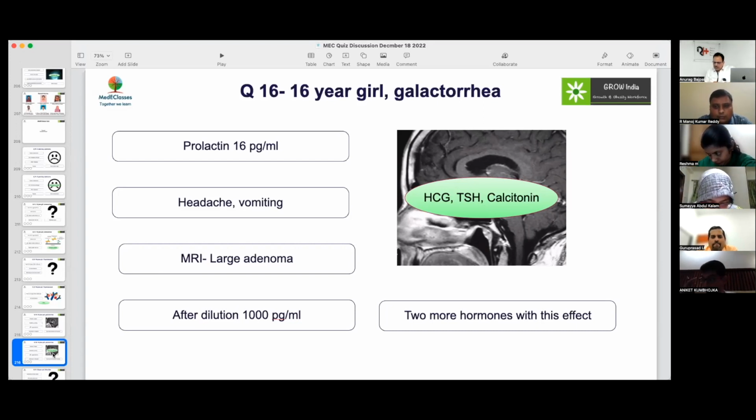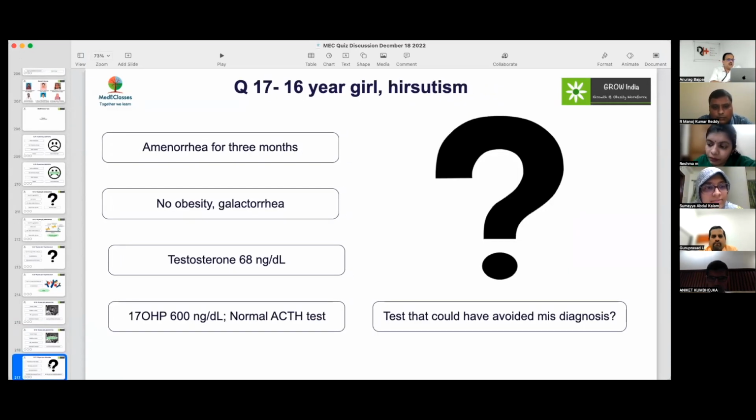So now we have a direct question for Dr. Arun. Dr. Arun, your question is, a 16-year-old girl with hirsutism. She had amenorrhea for 3 months. There was no obesity or galactorrhea. Testosterone level was high. Her 17-OHP was slightly elevated, but her ACTH level was normal. So there was a falsely positive 17-OHP level. The question again, think of a falsely positive 17-OHP level. It is an amenorrheic girl. Which test should have been done which could have avoided this misdiagnosis?